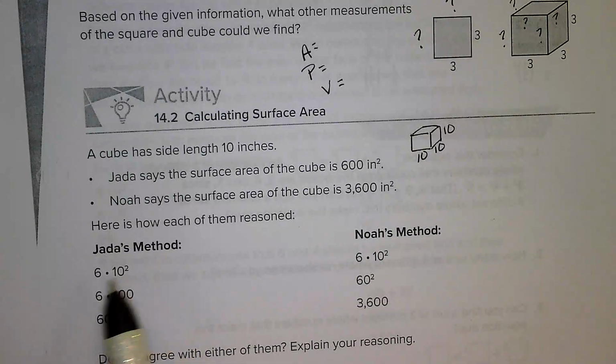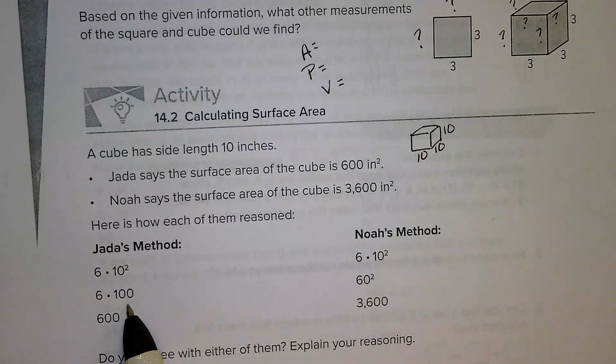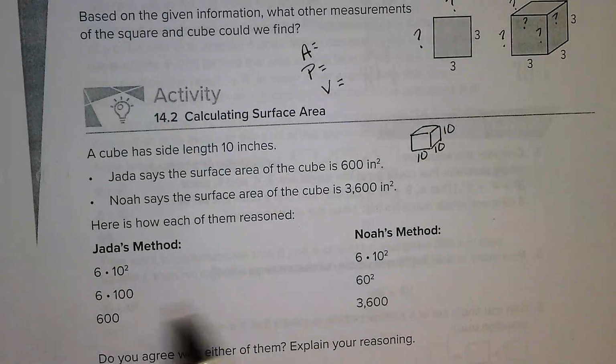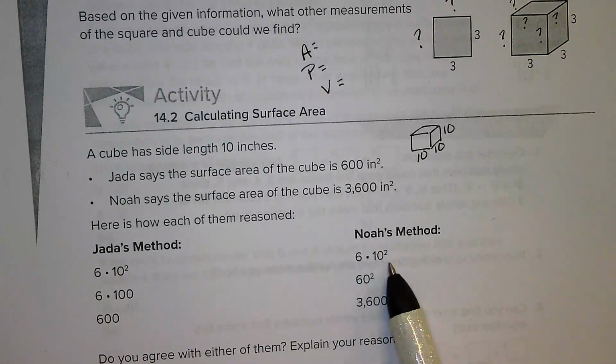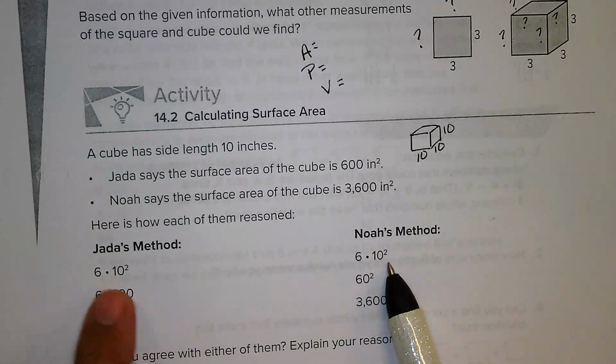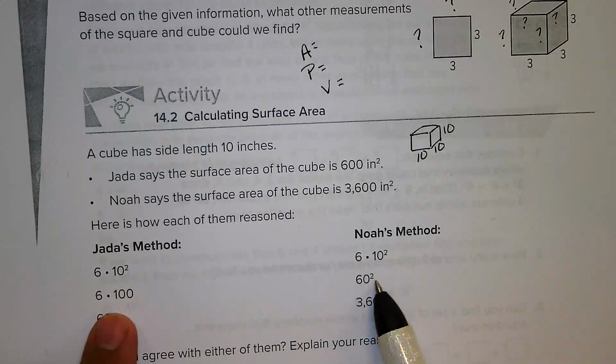Okay, Jada did 6 times 10 squared. 10 squared is 10 times 10, which is 100. So she took 6 times 100 and got 600. Noah's method, he took 6 times 10 squared. So they started off the same way. Noah took 6 times 10 and got 60. And then he squared 60 and got 3,600.